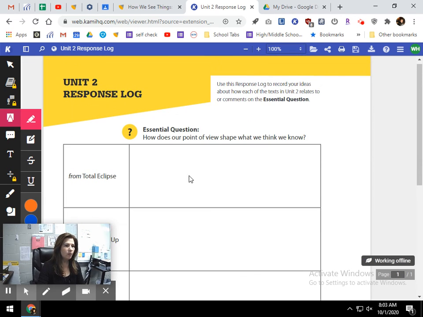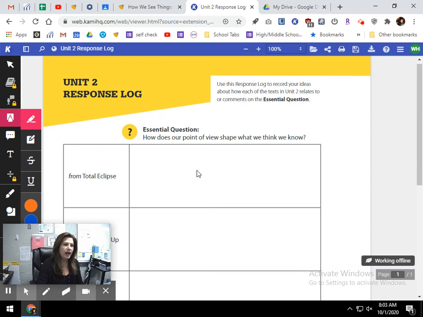Okay, so let's talk about what you're supposed to do on your response log. This is very important. You get a test grade for this at the end of the 6 weeks. Many of you either didn't turn it in last 6 weeks or didn't do a good job on it. One sentence is not going to cut it. These boxes need to be filled up.